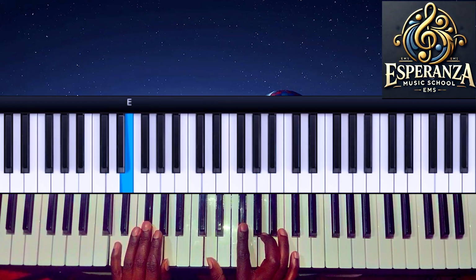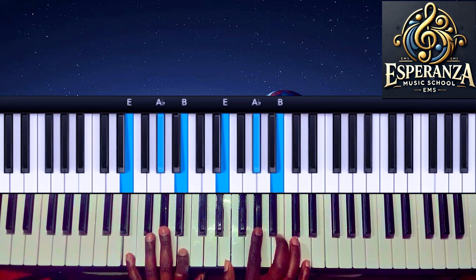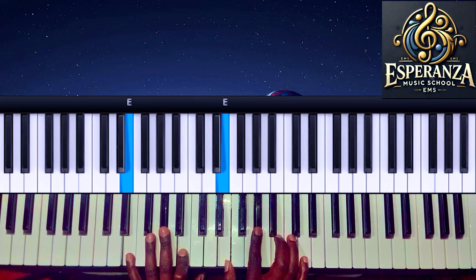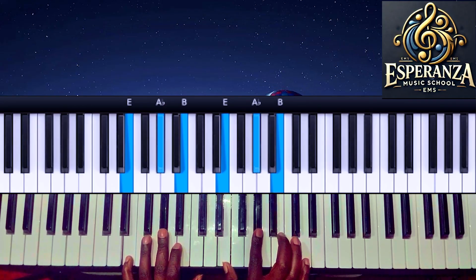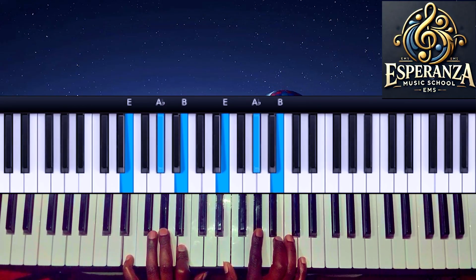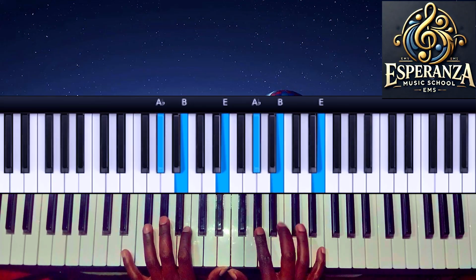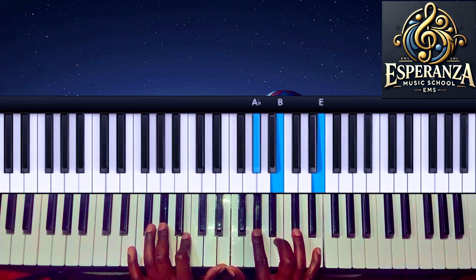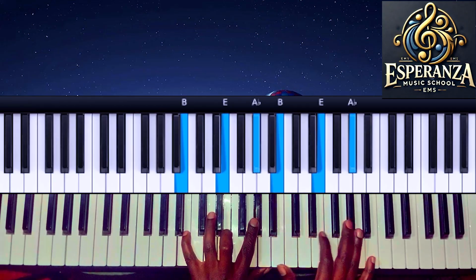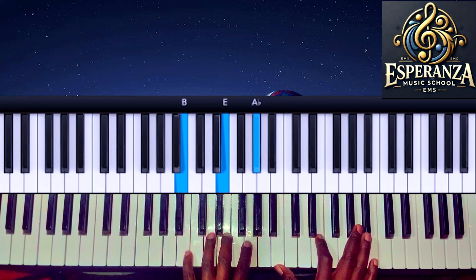Now the last one is this one. So you're having a 5, 7, 2. It's a D major. Then you're going to change it like that, and you're going to change it like this. So can you practice?